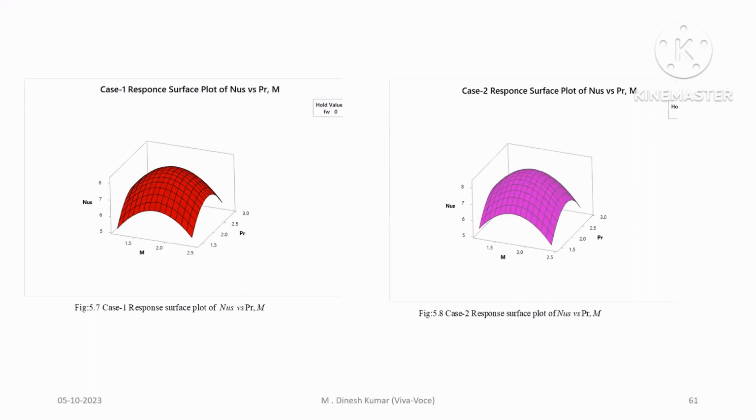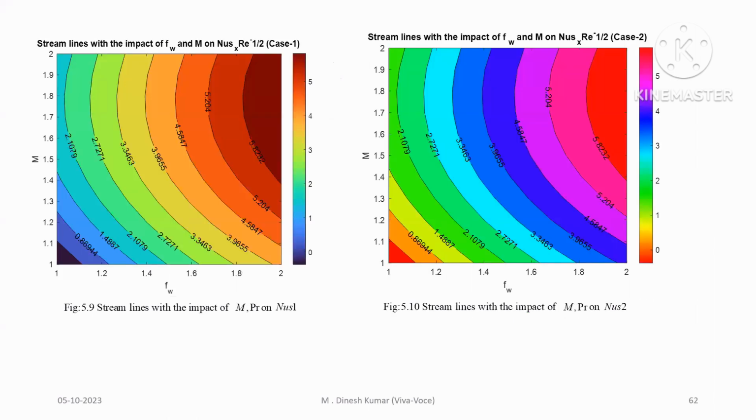This is the response surface technique. These are for different parameters, and these are the graphs. These are the streamlines, and these are like tangential lines for the velocity. And what is the use of the streamlines? You can analyze the flow path.